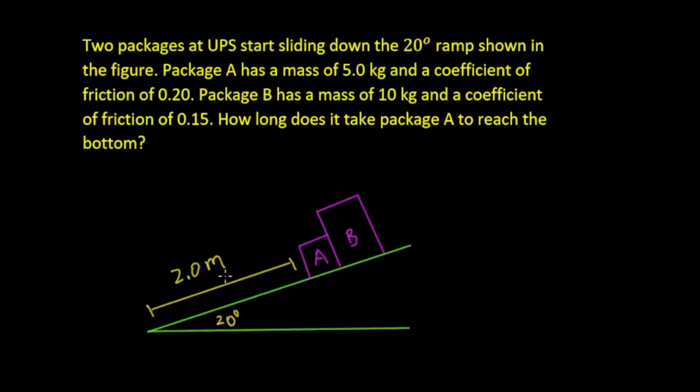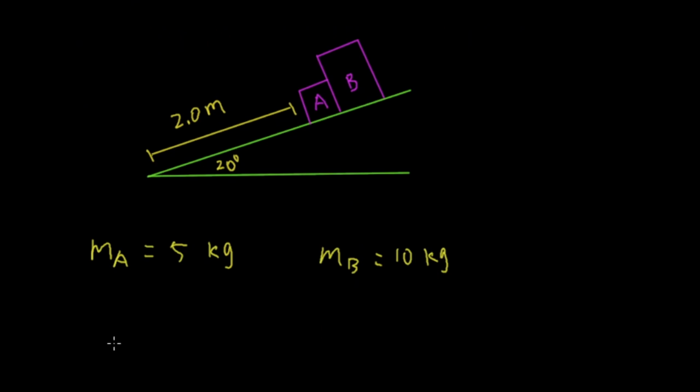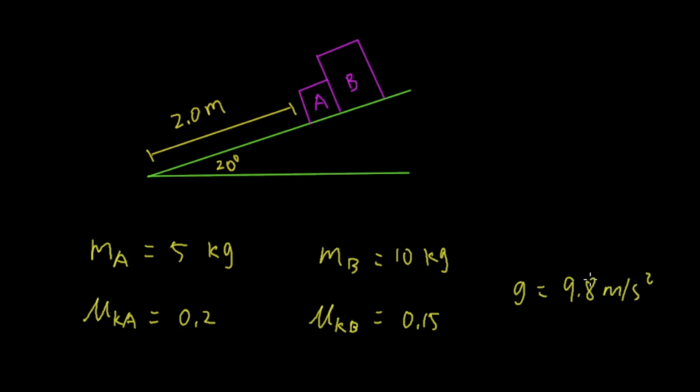Now, for coefficient of friction, is this static coefficient of friction or kinetic coefficient of friction? Since the packages are moving down, that should be kinetic. So I would denote that as mu k, for kinetic. For package A, it's 0.2, and mu k for package B is 0.15. Of course, we know that gravity is approximately equal to 9.8 meters per second squared.